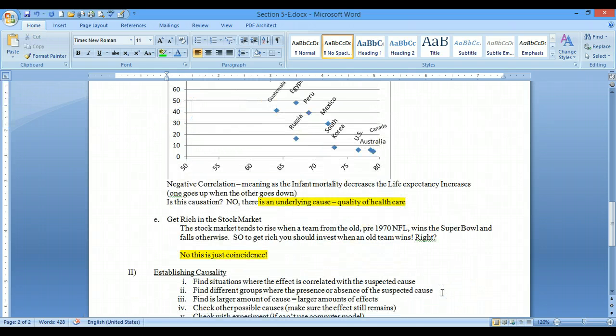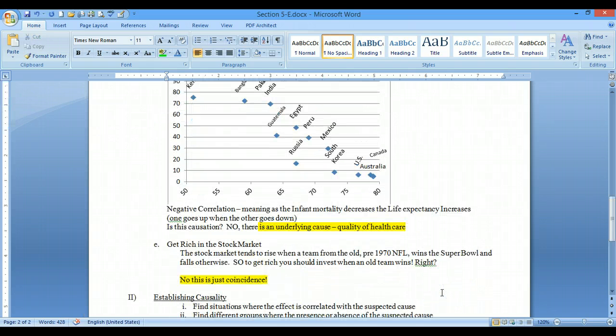Let's look at our next one. Getting rich in the stock market. The stock market tends to rise as a team from the old or pre-1970 NFL wins the Super Bowl, and it falls otherwise. So, to get rich, you should invest when an old team wins. Right? No, this is just a coincidence. Don't follow these, although some people do fall into these pits of superstition, and this one's just a coincidence.